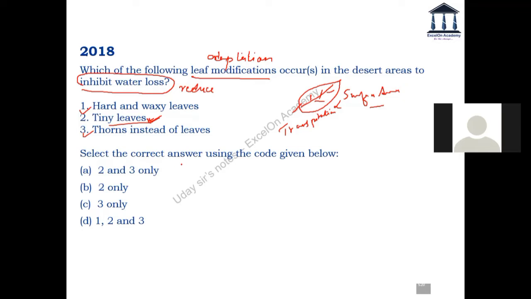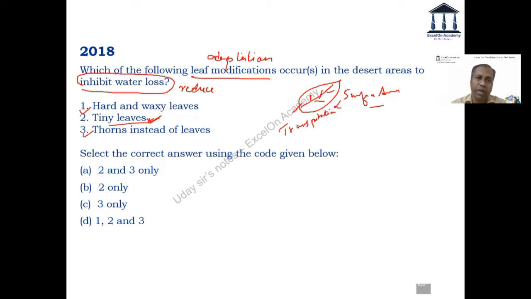Thorns instead of leaves. Now, thorns instead of leaves is still further a severe adaptation. Some of you may have studied, thorns in place of leaves is a still more severe form of adaptation. So I know for sure that 2 is also right, 3 is also right.